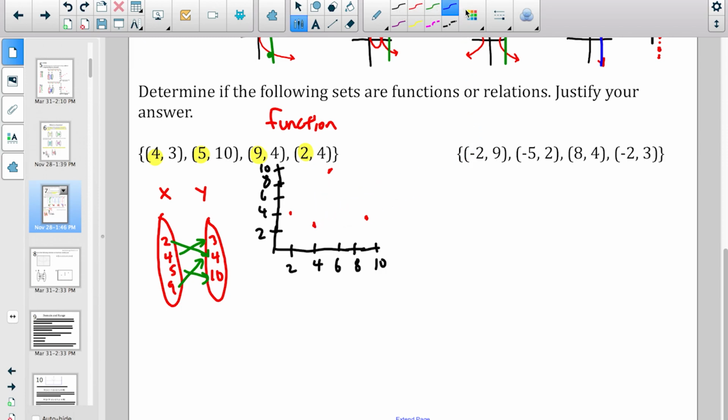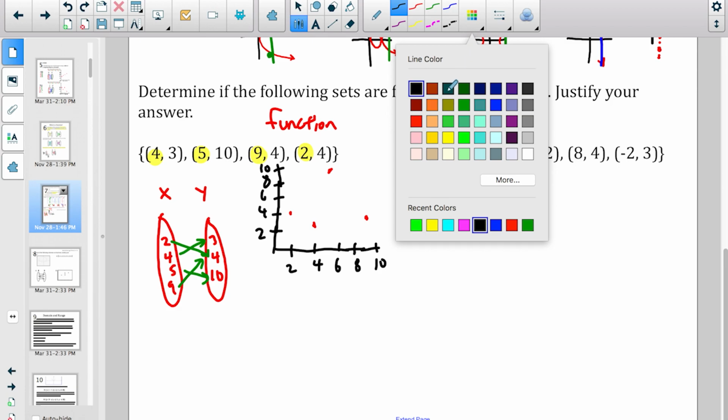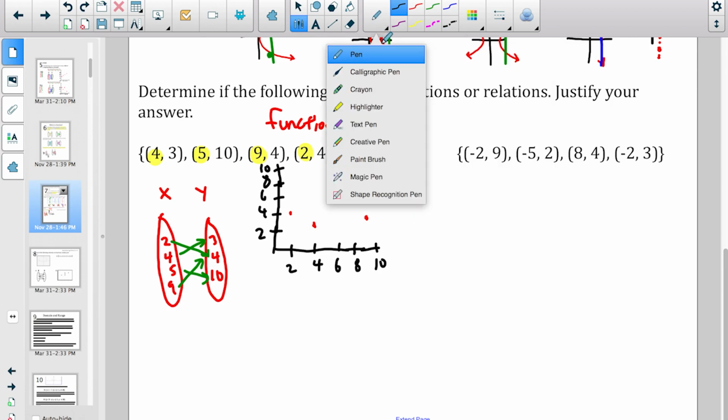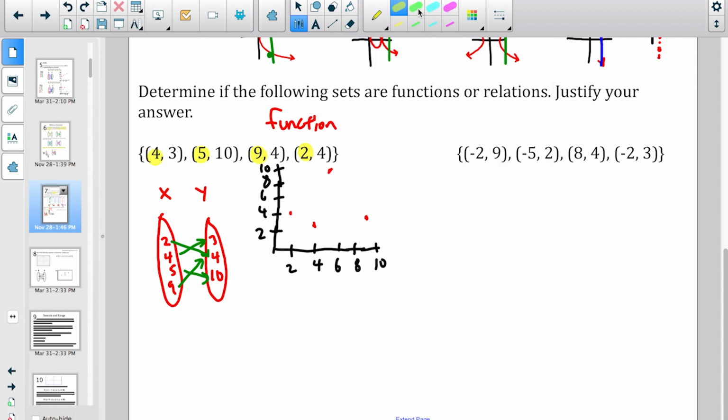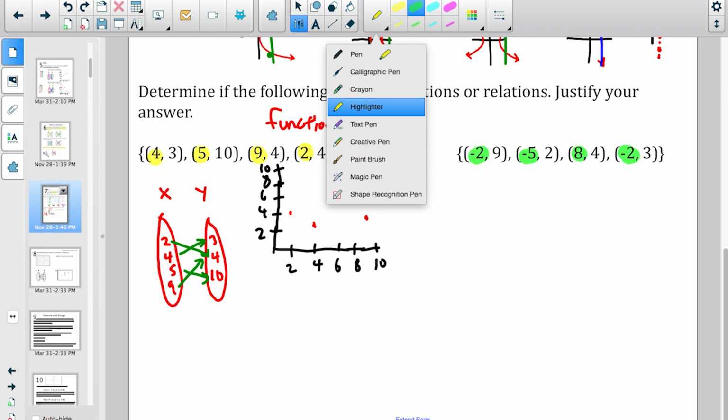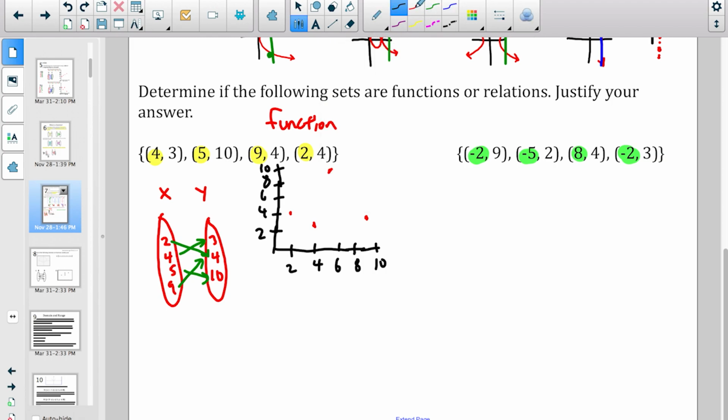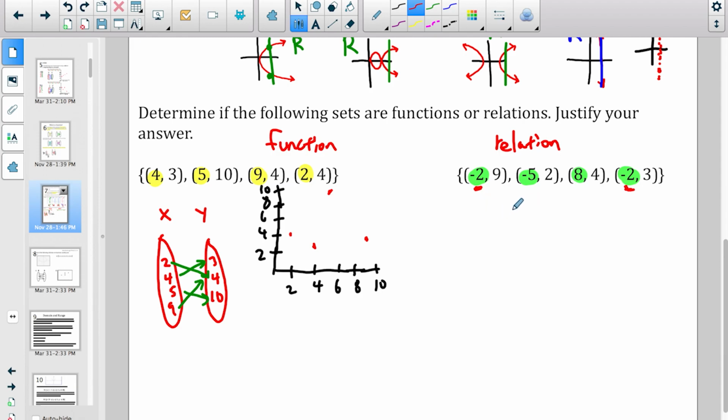Now, on the other hand, if we look at the second example, we can start off with our first method. We're going to look at all of the x values. If there is a repeating x value, we're in trouble. So we'll see here that we have a repeating x value of -2. So we have a -2 and a -2, which means that we have a relation. So let's go ahead and prove it.